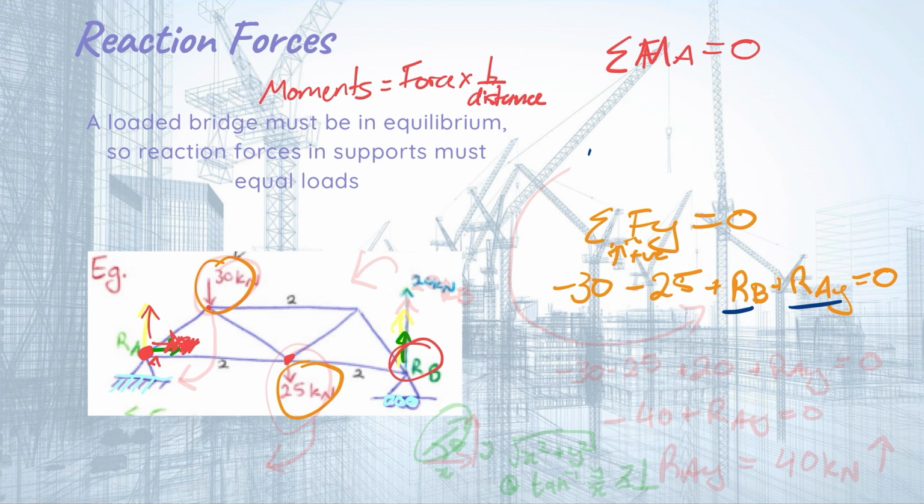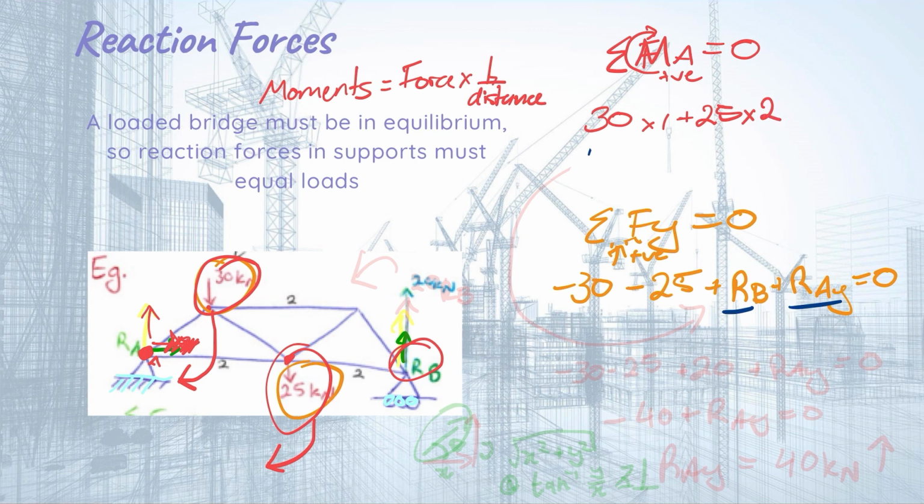So if we take this 30 kilonewtons here, it's acting down like this. Where's it going to turn the bridge about that point? It's going to try and rotate it this way. So let's say that going clockwise is positive. So 30 kilonewtons has a perpendicular distance of 1, and 25 kilonewtons also turns the bridge that way. So it's positive and has a perpendicular distance of 2.